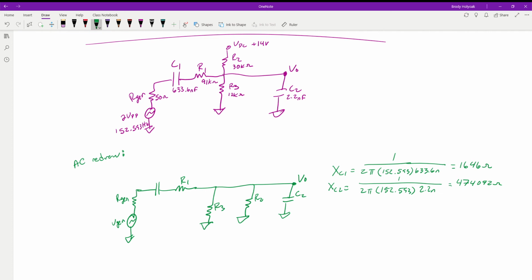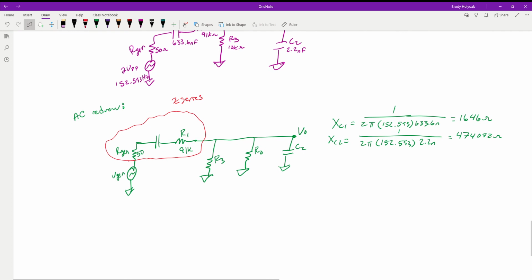So essentially at this point, we've got to look at what we want to add and what we do not want to add in our calculations. If we look, we have Rgen, which is 50 ohms. We have R1, which is 91,000 ohms. We're going to look at just this portion right here because it's our series section. 1,646 is nothing compared to 91,000. It's well less than 10%, so we can pretty much treat C1 as a short. We can treat Rgen as a short because 50 ohms is definitely not going to make a difference compared to 91,000 ohms.